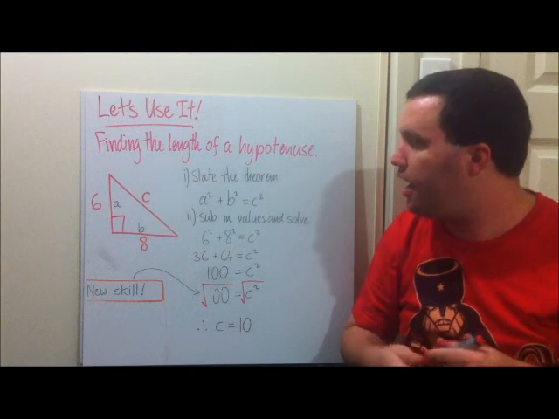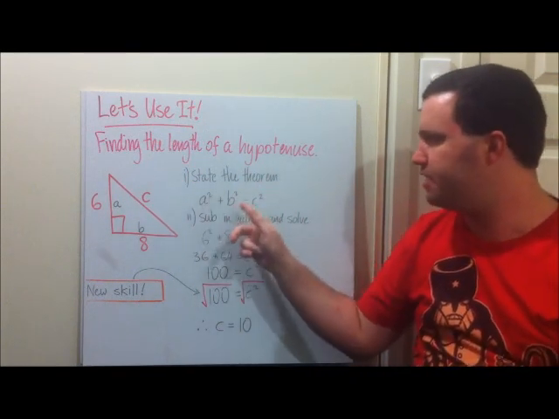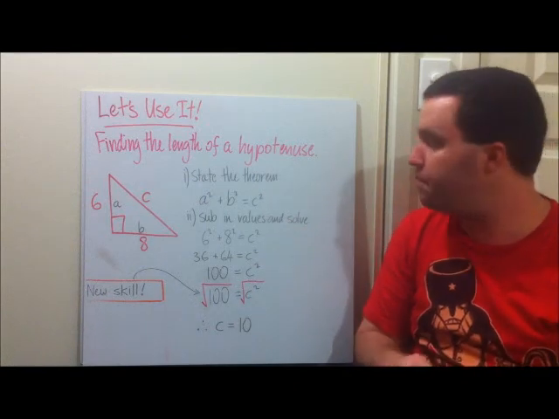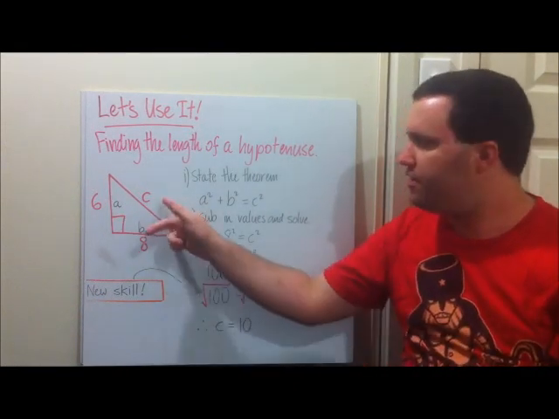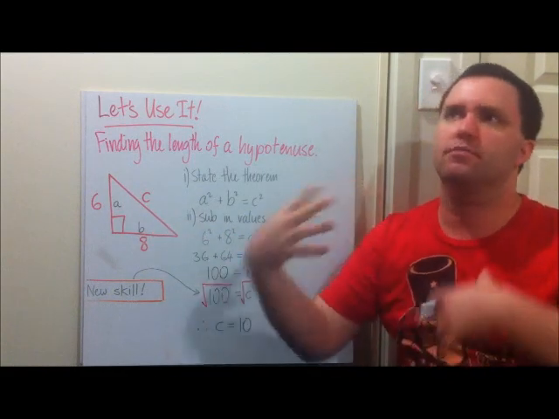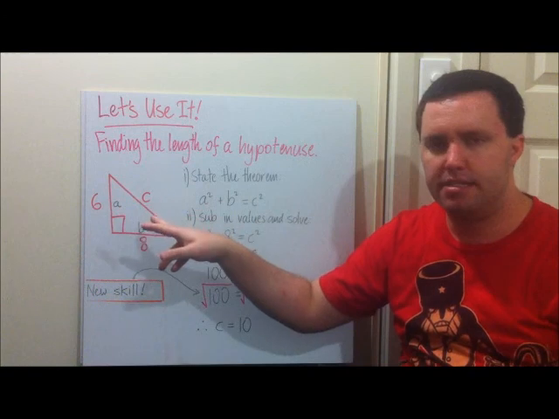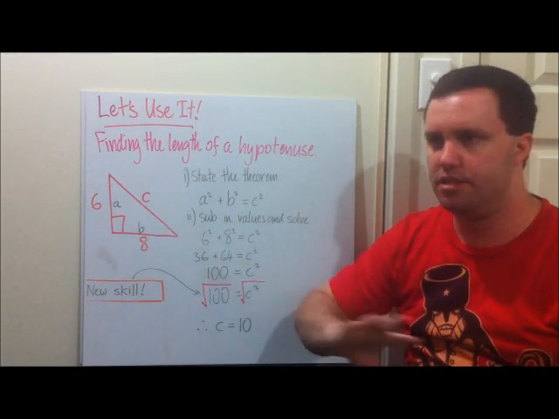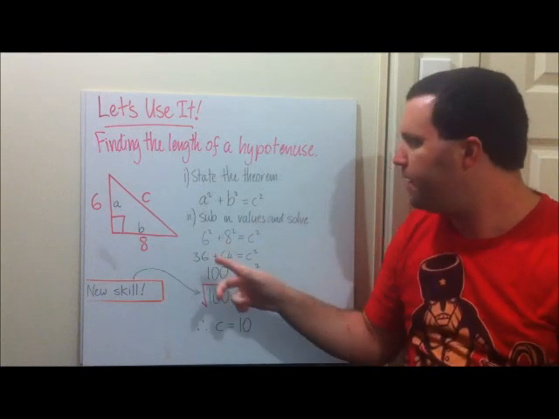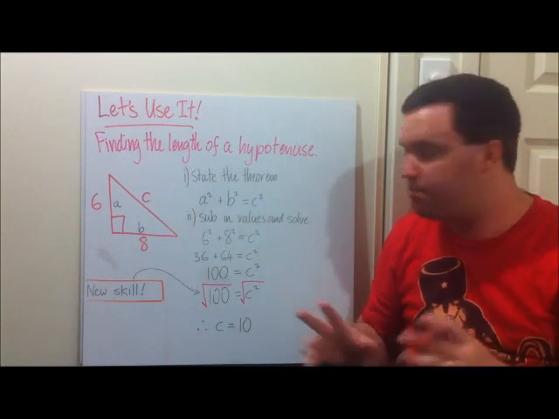First off, we state our theorem: a squared plus b squared equals c squared. We saw that before. Now, what's going to really help you when you see these problems is, even if this isn't called c, it could be called x, elephant, whatever. Doesn't matter. Rewrite them as these 3 letters, A, B, and make sure C is the hypotenuse, so you don't get yourself in trouble. Secondly, sub in the values and solve it. That's as simple as this is.